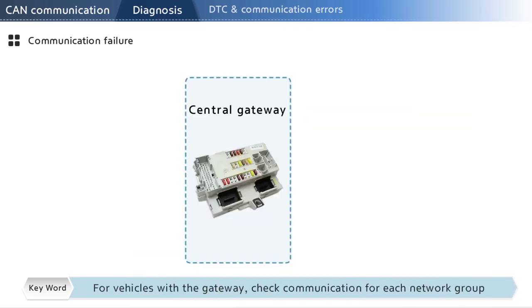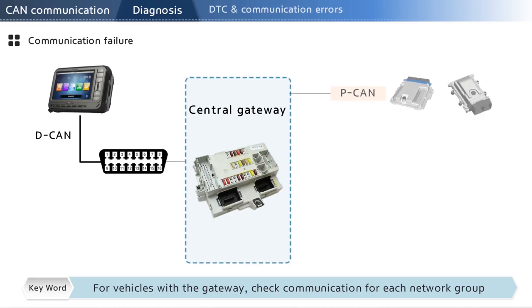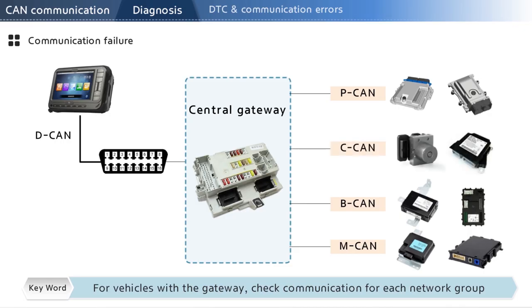Vehicles with this central gateway have a discrete network, which means inspection must be performed at the group level of PCAN, BCAN, MCAN, and so on. Confirming that the problem is only with the powertrain controllers or certain controllers in a network makes it easy for you to narrow down the cause.